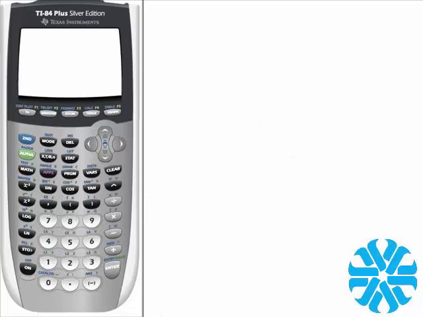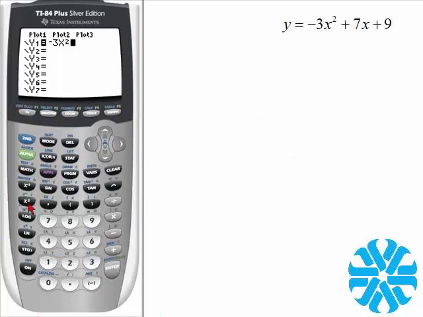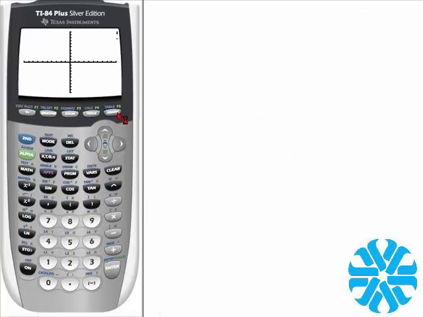In example 1, we would like to find the zeros of the quadratic function y equals negative 3x squared plus 7x plus 9. So let's input this function. Y is equal to, then negative 3x squared plus 7x plus 9. And let's graph this.